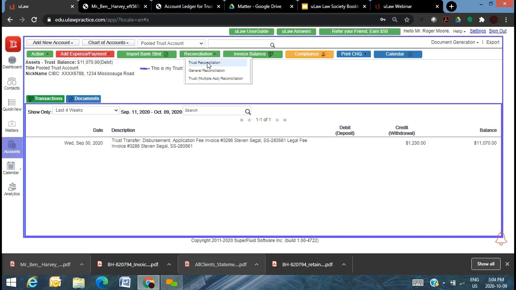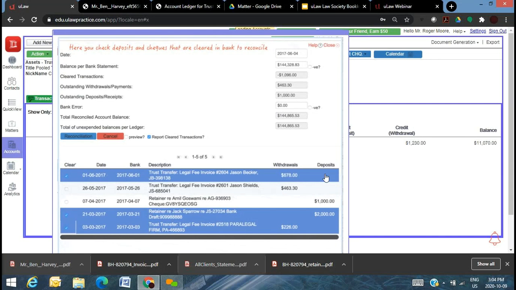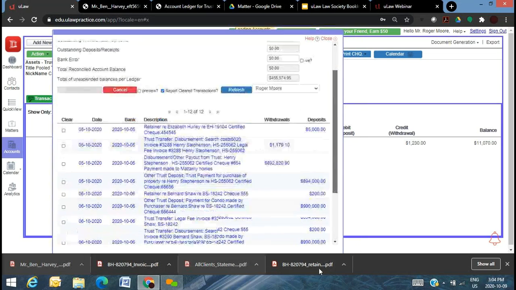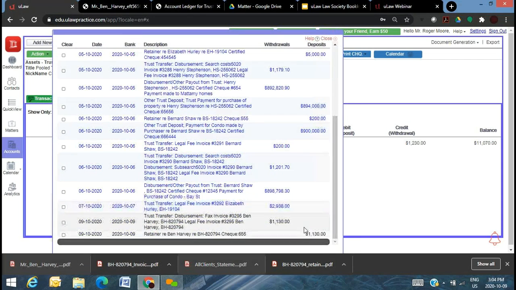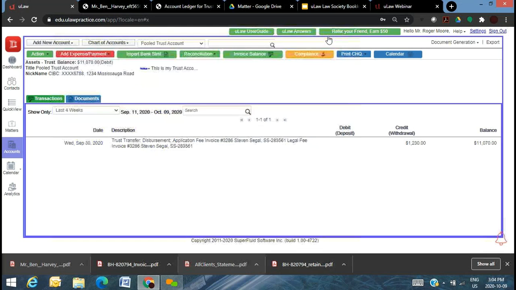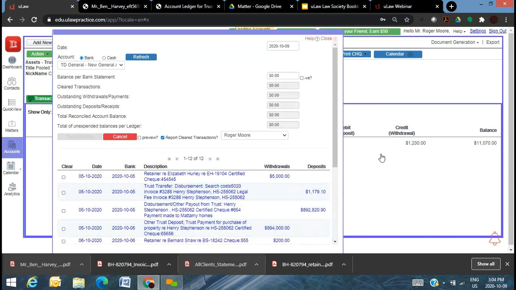So now if I go back into my reconciliation for my trust account, before you noticed that there was just one line item. Now you're going to notice that there's two. Money came in, money left the trust account. Why did it leave? It left because of a trust transfer that you had done on the state using the legal fee 3295 as the reason. And where did it go? We're going to find out. Went into my general reconciliation.